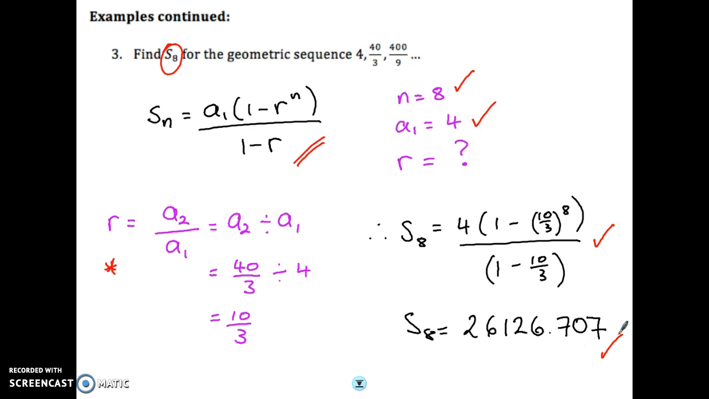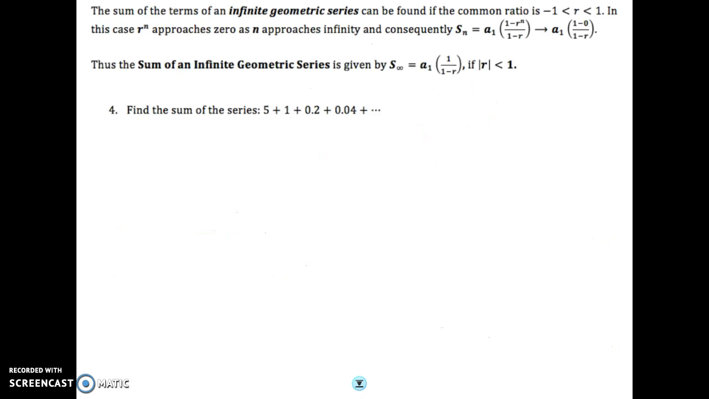to 3 decimal places. This next example is one that I really want to make sure that we work through together.